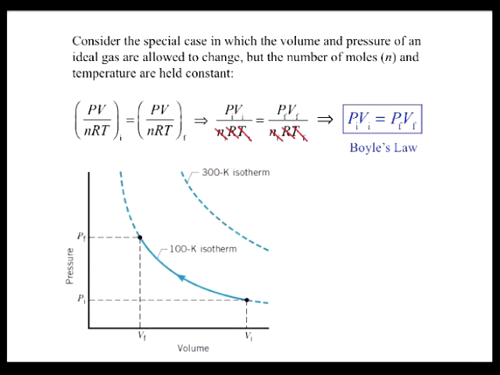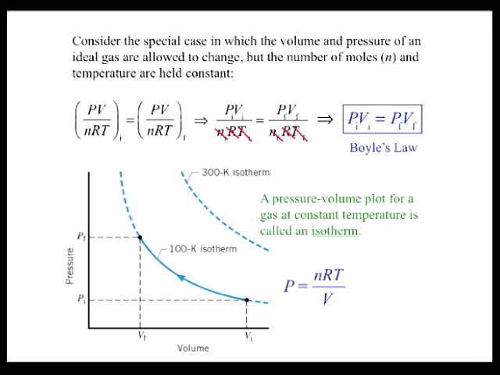A pressure-volume plot for a gas at constant temperature is called an isotherm. We see that the pressure is proportional to 1 over the volume for a given temperature. Isotherms for T equal 100 K and 300 K are shown.